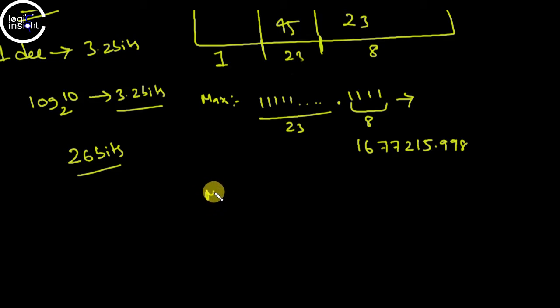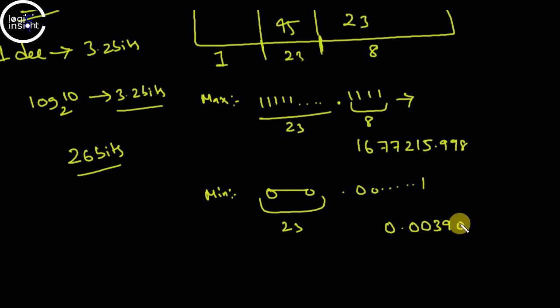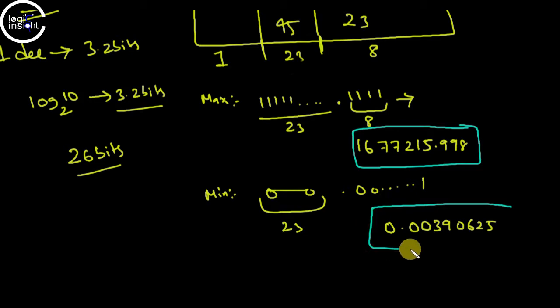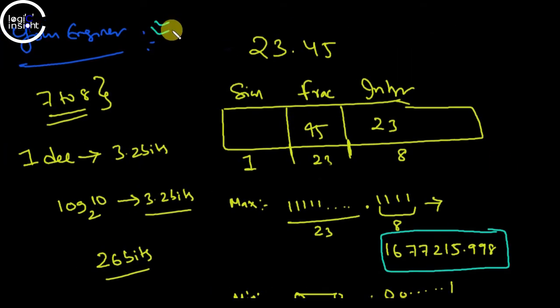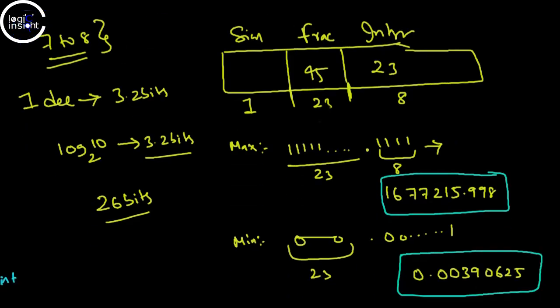So what is the smallest value you can store, what is the minimum value? Again the same logic: all 23 bits are 0, and in the fraction part the last position is 1 and all the remaining are 0. So the least value we can store is 0.00390625. These are the key points in this technique. As an engineer, you design a technique in which this is the maximum value and this is the minimum value.